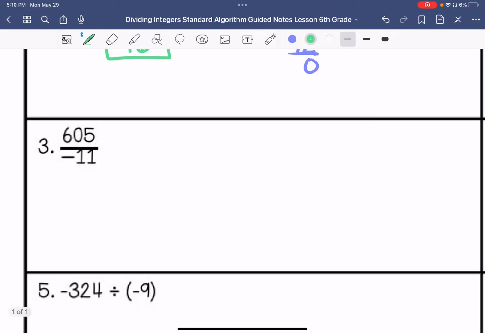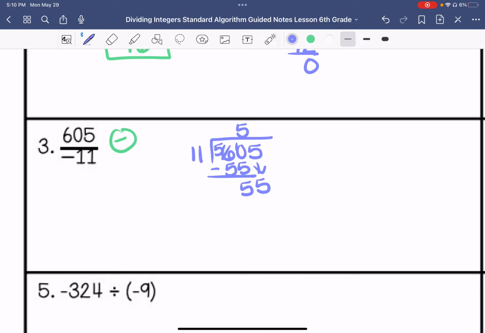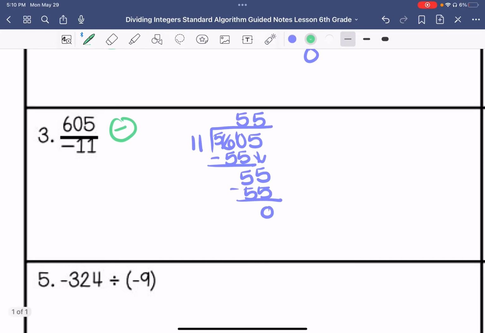All right, 605 divided by negative 11. My answer is going to be negative. 11 goes into 60 5 times. 11 times 5 is 55. Subtract that and we get 5. Bring down the 5. 11 goes into 55 5 times. 11 times 5 is 55. So my answer is negative 55.